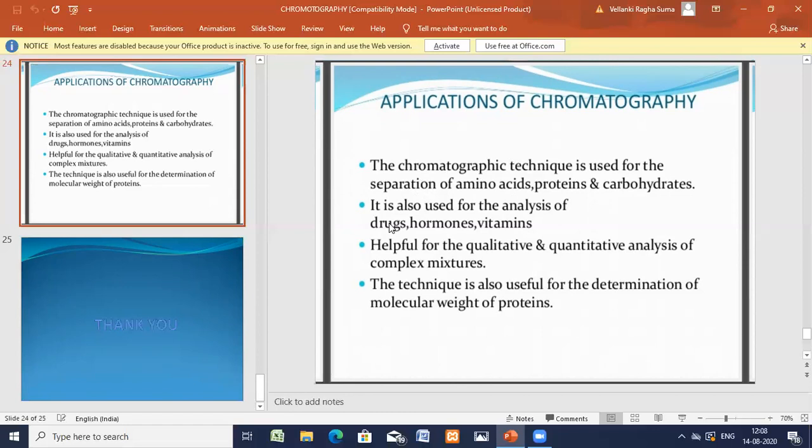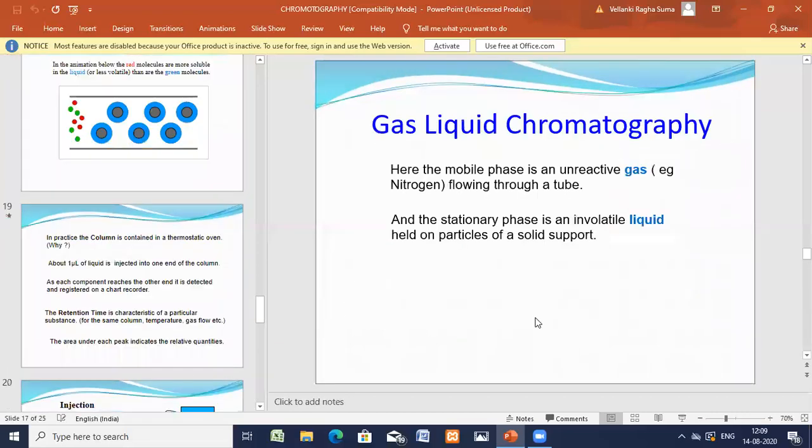It is used for the analysis of hormones. For mixtures of vitamins, this process is employed. It is helpful for qualitative and quantitative analysis of complex mixtures. This technique is useful for determination of the molecular weight of proteins. So these are the applications.